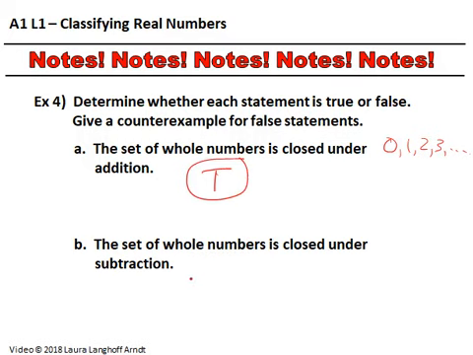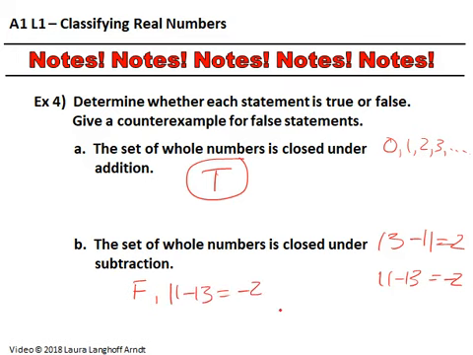The set of whole numbers is closed under subtraction. Oh, still these numbers up here, but let's just say I have 3 minus 1. Even if I had like 13 minus 11, then that's okay. That's just going to get us a 2. But what if I had 11 minus 13? That's going to give me a negative 2, and that is not a whole number. So here is my example. So this is false, and my counterexample is 11 minus 13 equals negative 2.